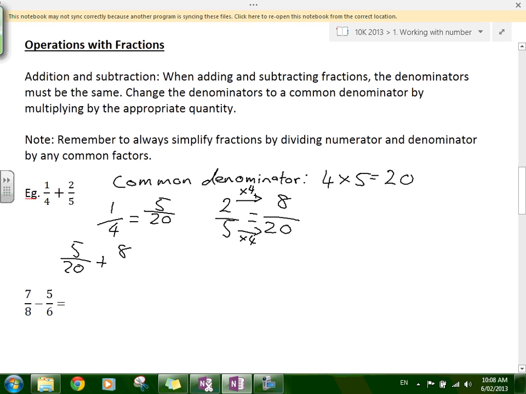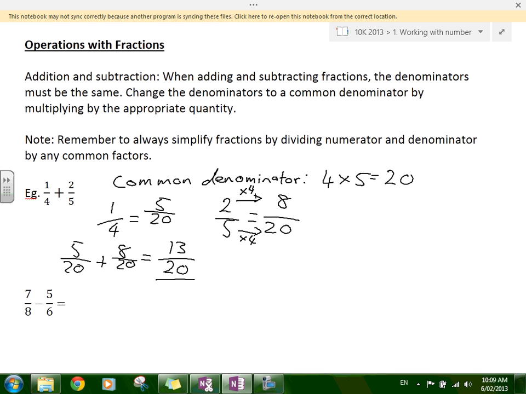Alright, so 5 over 20 plus 8 over 20 equals what, Jamie? 13 over 20. Are there any common factors between 13 and 20? No. 13 is a prime number. So 13 over 20 is the answer to this one. Converted into equivalent fractions, and you've found the simplest fraction.